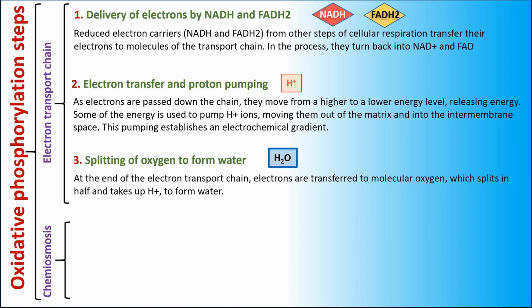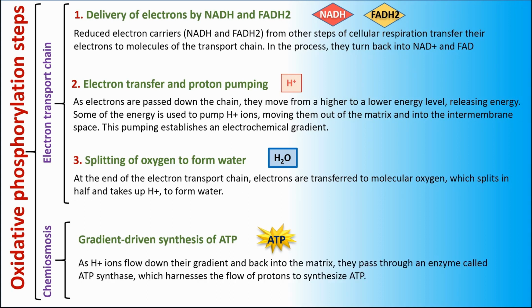Chemiosmosis. Chemiosmosis has 1 step. Gradient-driven synthesis of ATP. As proton ions flow down the gradient and back into the matrix, they pass through an enzyme called ATP synthase, which harnesses the flow of protons to synthesize ATP.